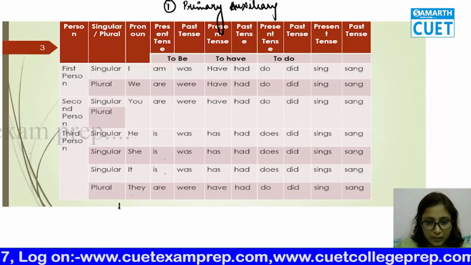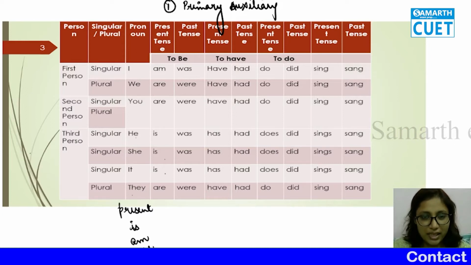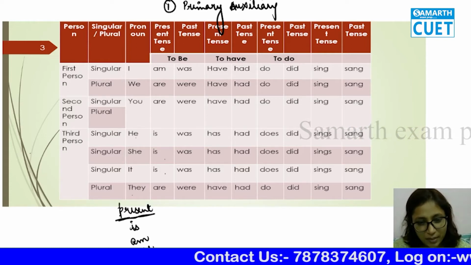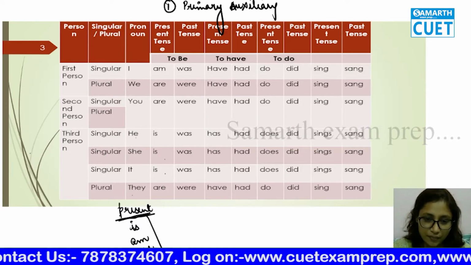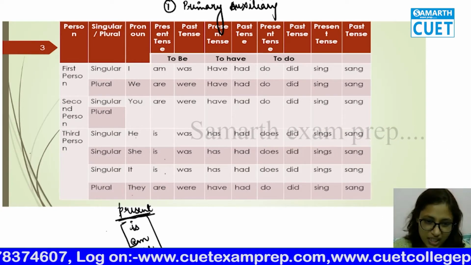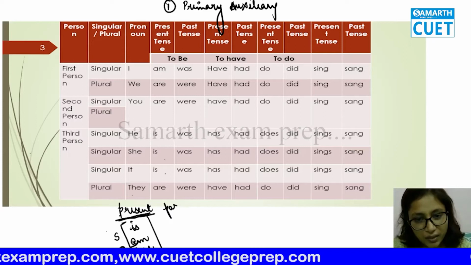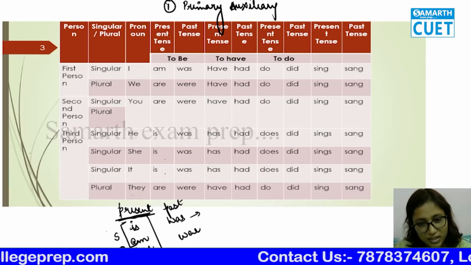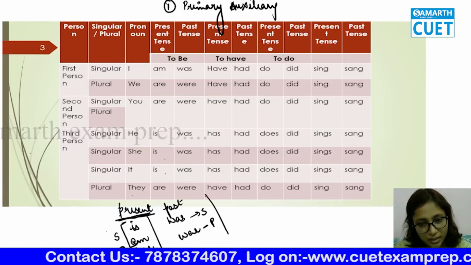In present tense, we have is, am and are. This table tells which person uses which form, but right now in present, the helping verbs we are using from be are is, am, are. Is, am, are are for singular, and are is for plural. In past, we have was and were. Was is for singular, were is again for plural. Understand?